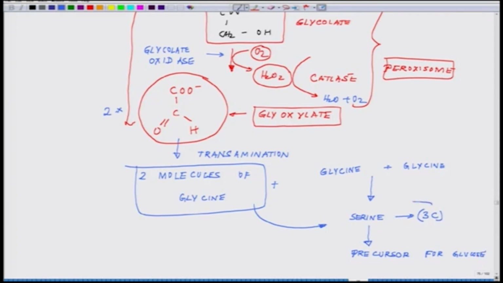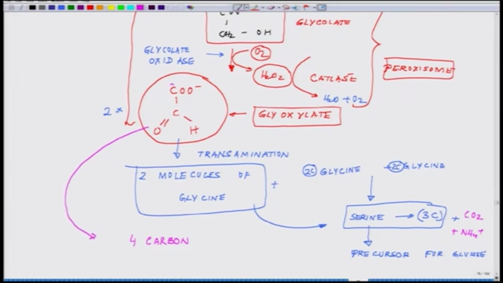and serine is a 3 carbon molecule, and this serine is a precursor for glucose, whereas in glycine you have 2 carbon. But while the serine is formed, a few other things are also formed: CO2 is liberated, and NH4 plus. So, we started with 4 carbon, coming from 2 of these molecules.